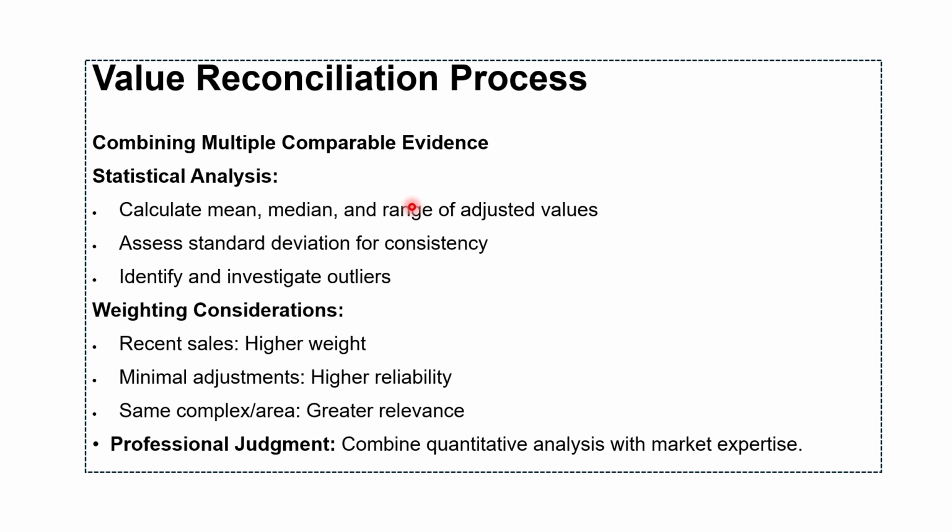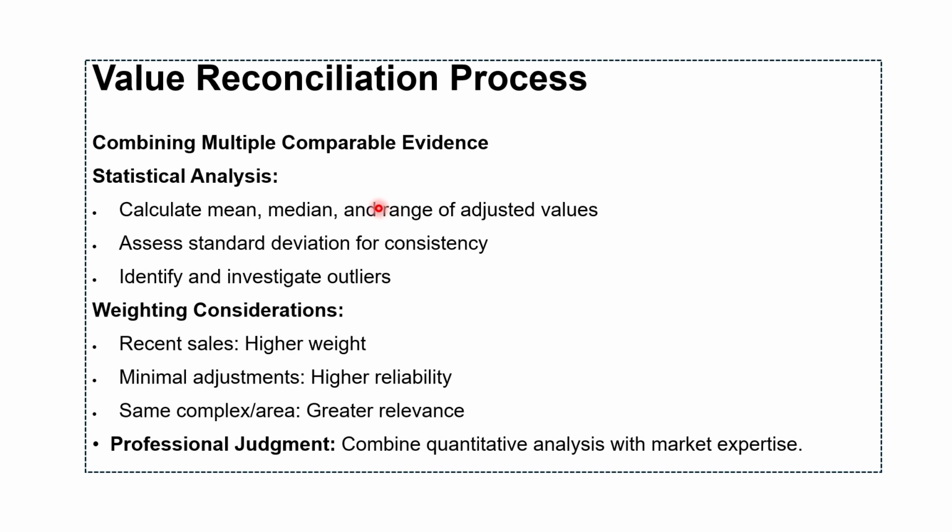Then we have weightage consideration, recognizing that not all comparable evidence deserves equal influence in final value determination. This is something we have to remember: whether it is age or the vicinity closeness, these are not equally applicable. Some should be given more weight. So weight is also important, what weight you ascribe to a particular adjustment.